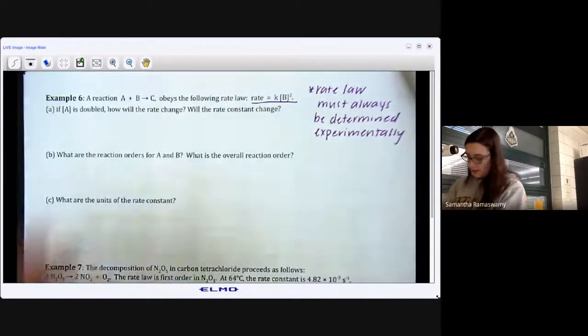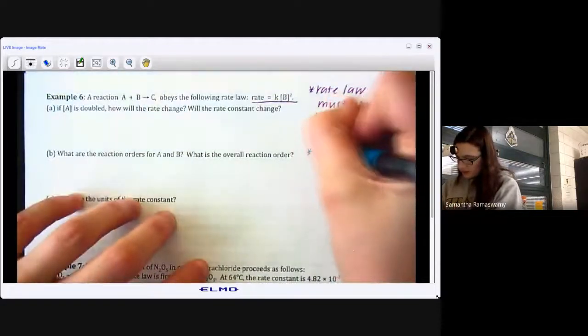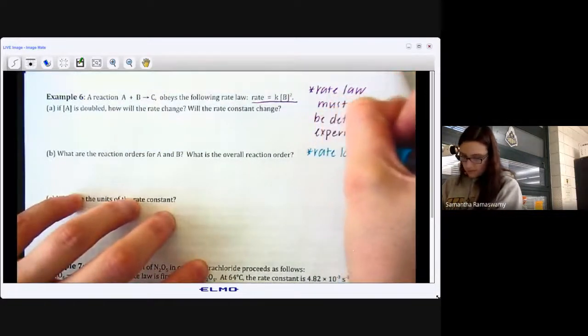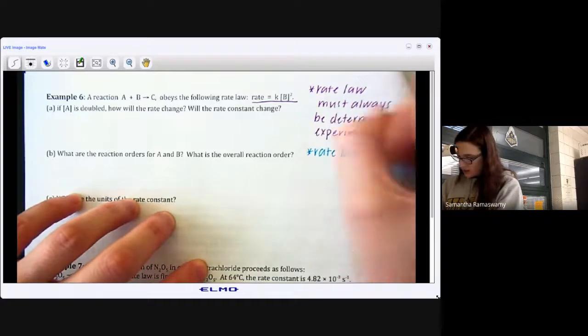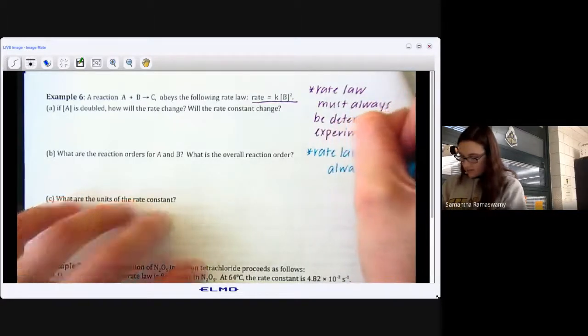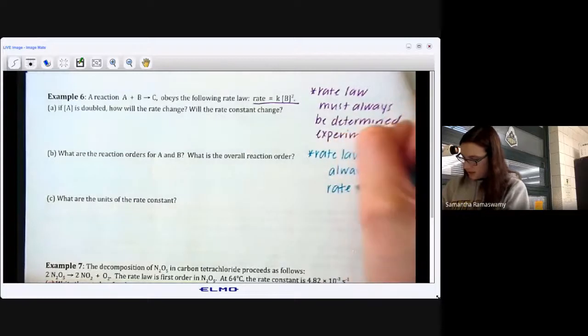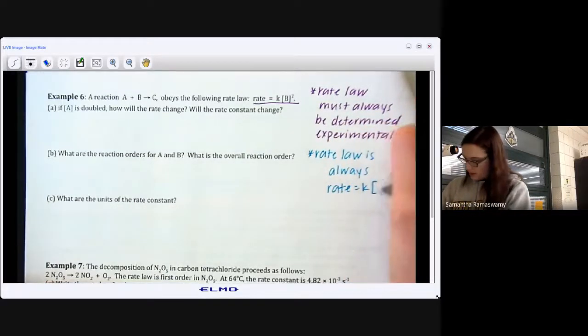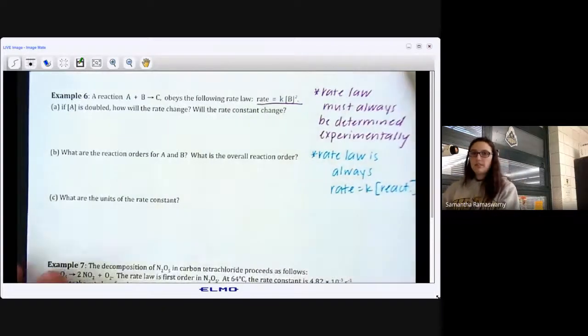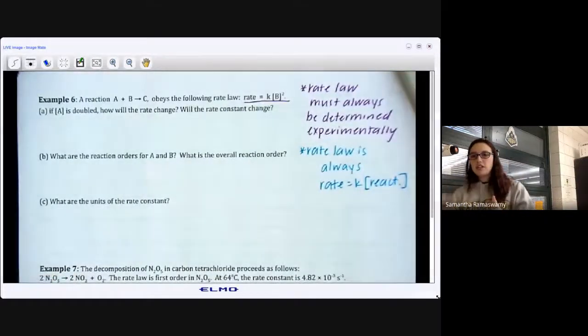Another thing I want you to remember is that the rate law is always rate equals K times the concentration of reactants. So only the reactant concentration matters in rate laws. Only reactant concentration matters.